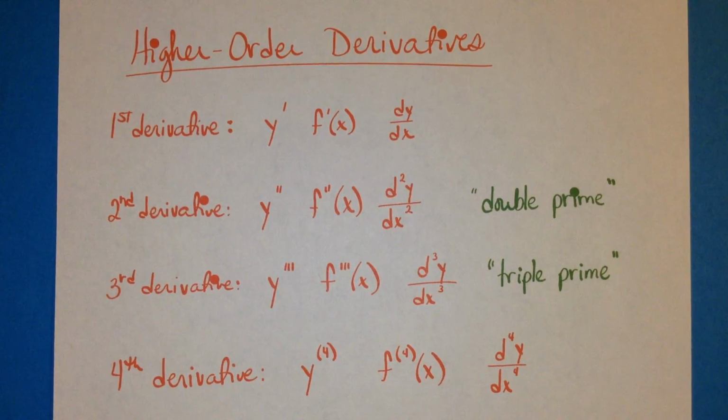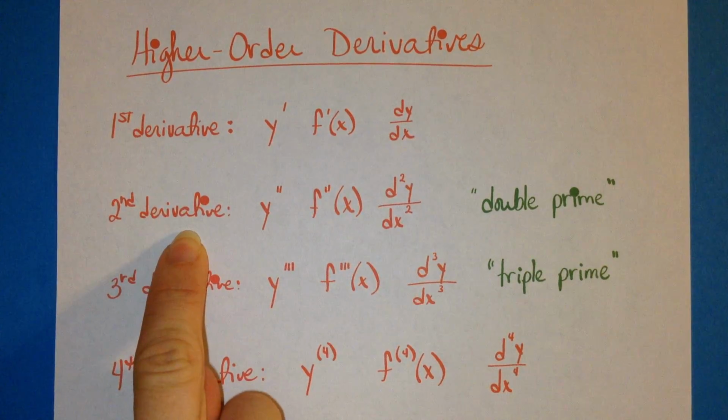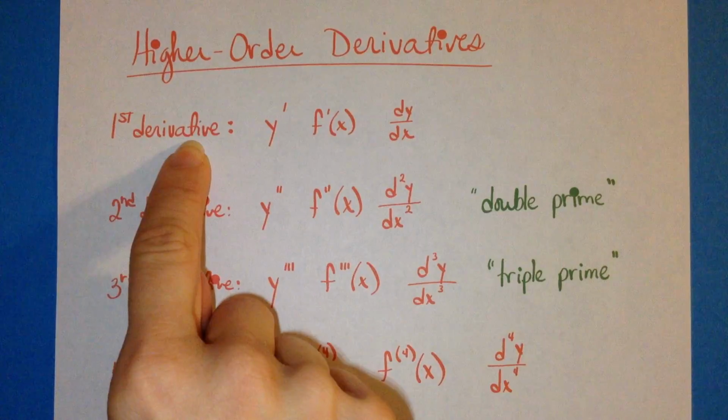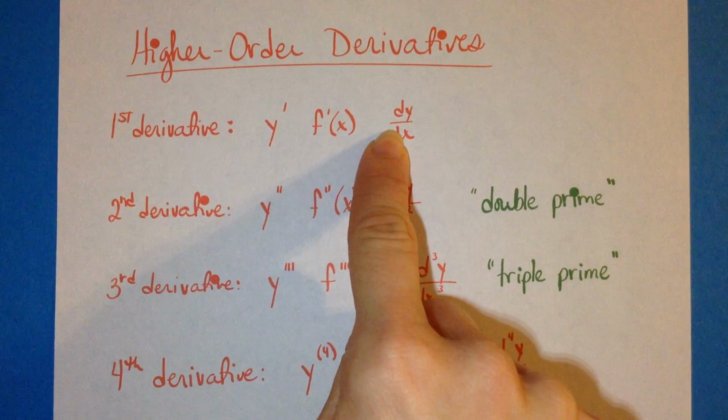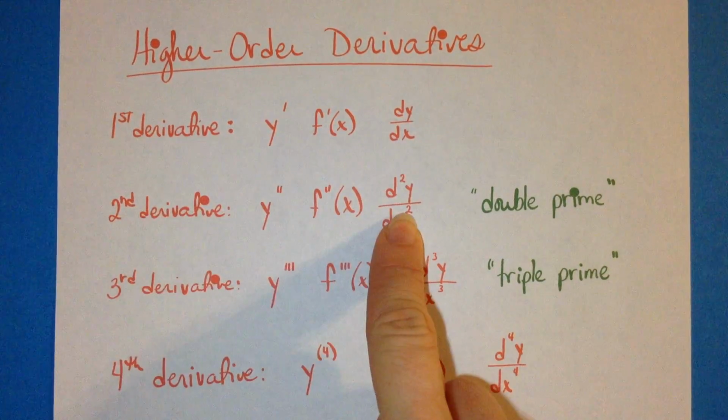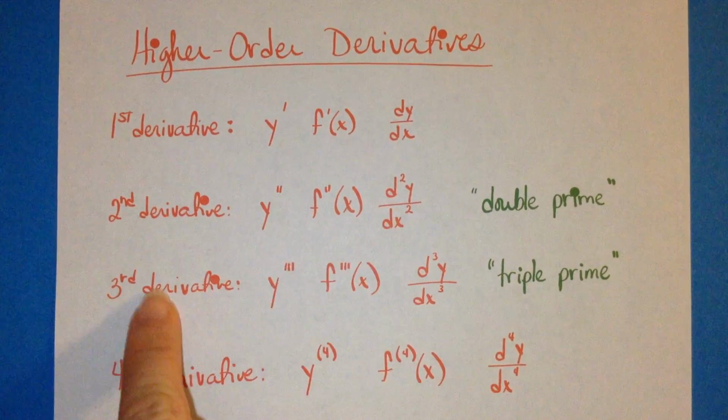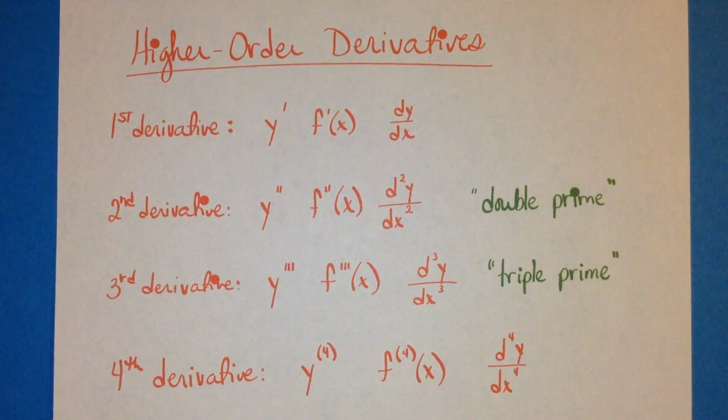So a second derivative would just simply be the derivative of the first derivative. Once you find the first derivative, if you do the derivative of it, then you get the second derivative. You do the derivative of it, then you'll get the third derivative, and so on.